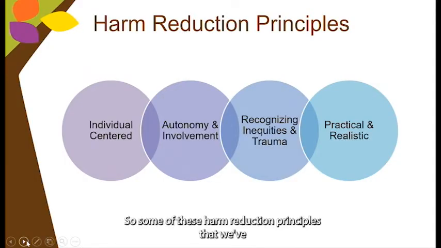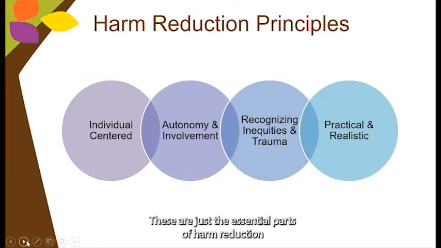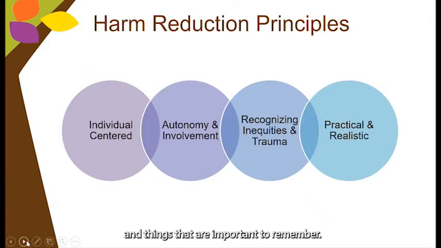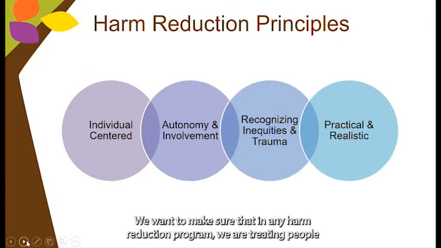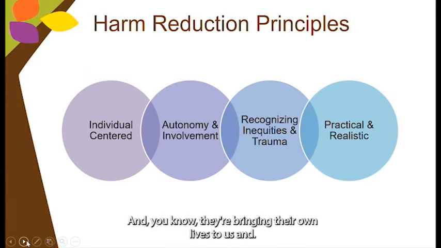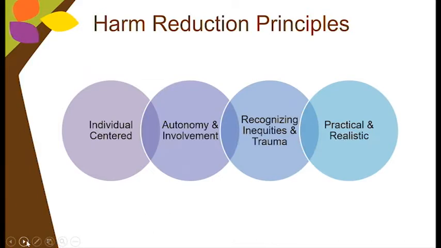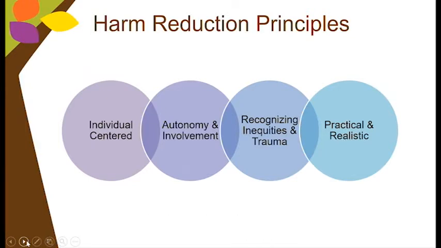So some of these harm reduction principles that we've sort of narrowed down into these pretty small 4 different categories. These are just the essential parts of harm reduction and things that are important to remember. So first of all is that it's individually centered. We want to make sure that in any harm reduction program we are treating people as individual humans with different experiences, and they're bringing their own lives to us, and everyone is different. There's not going to be one specific strategy that works for everyone.